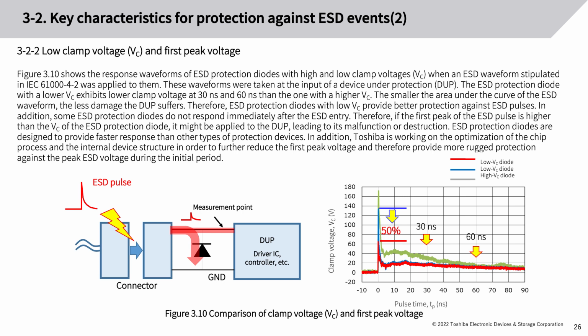Therefore, if the first peak of the ESD pulse is higher than the VC of the ESD protection diode, it might be applied to the DUP, leading to its malfunction or destruction. ESD protection diodes are designed to provide faster response than other types of protection devices. In addition, Toshiba is working on the optimization of the chip process and the internal device structure in order to further reduce the first peak voltage and therefore provide more rugged protection against the peak ESD voltage during the initial period.